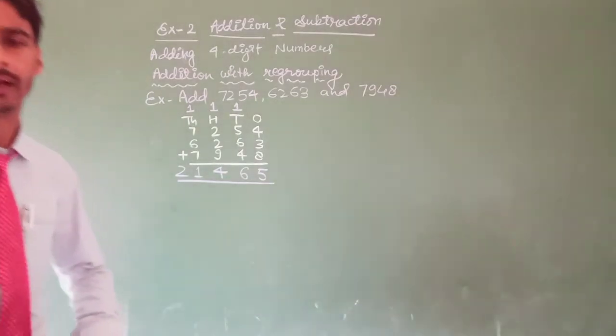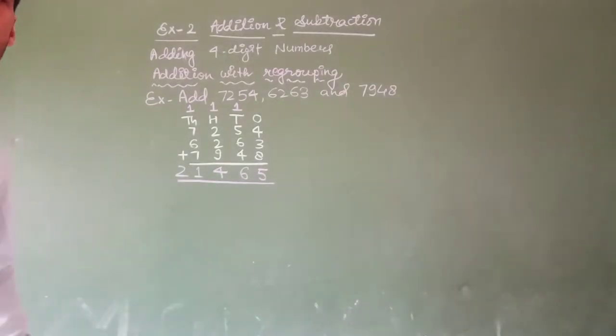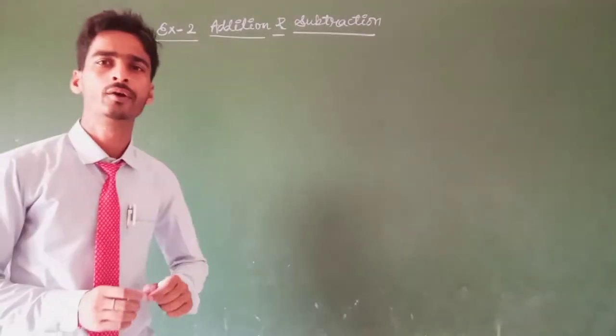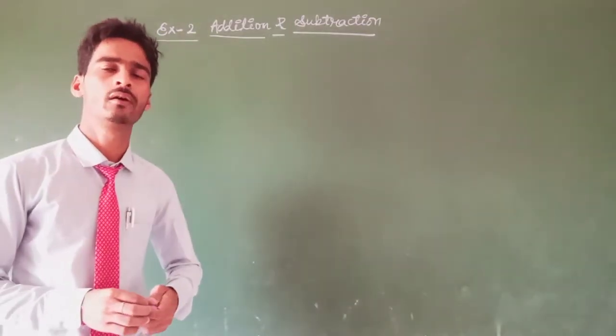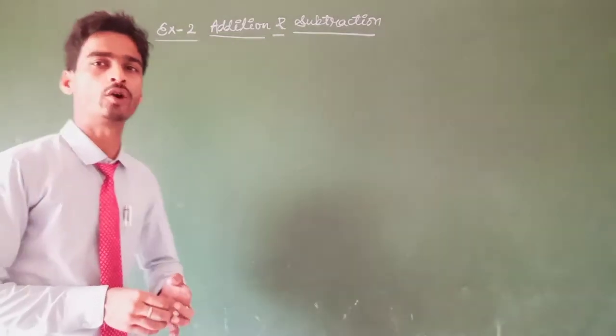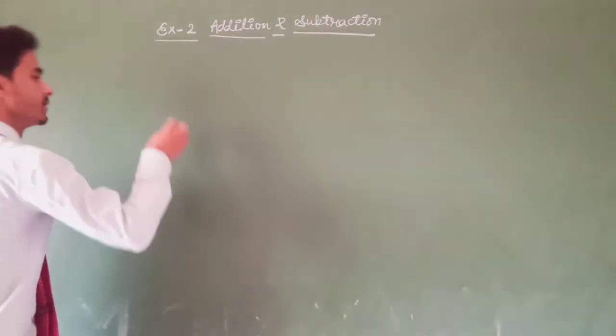So the sum is 21,465. Okay, and now there is an example. I can do it. The next one is I can do it. You have to solve these questions yourself. And now come on to the next topic, adding large numbers.